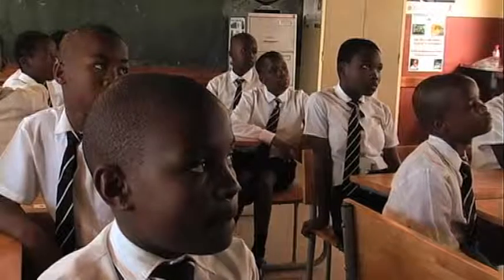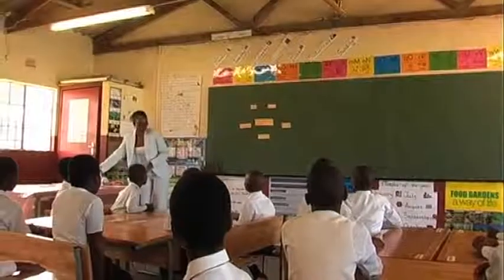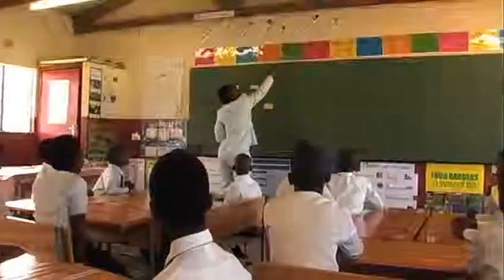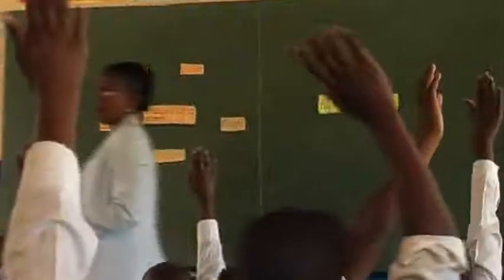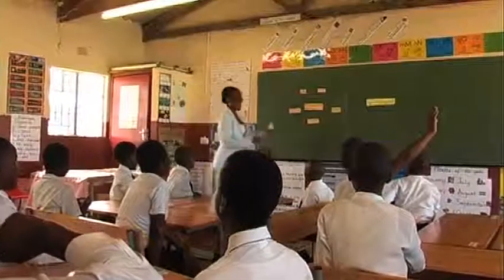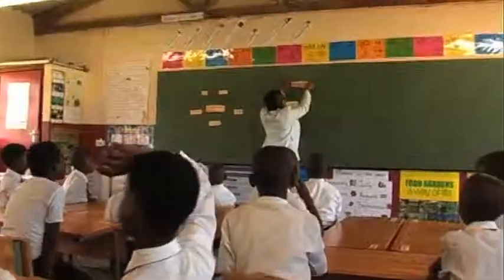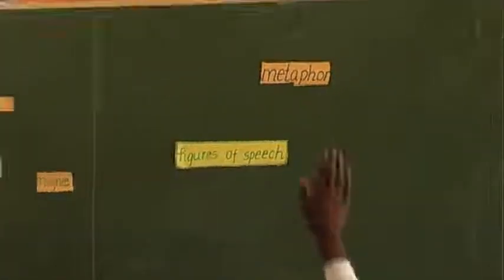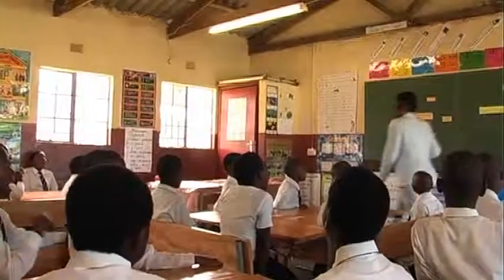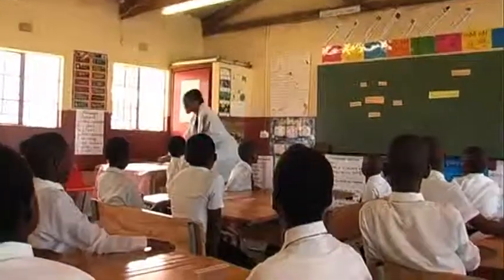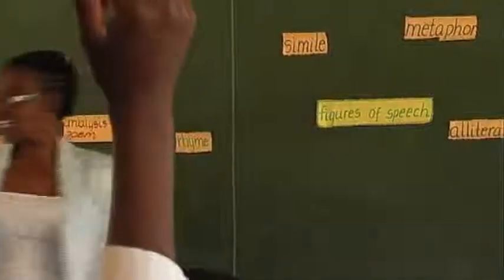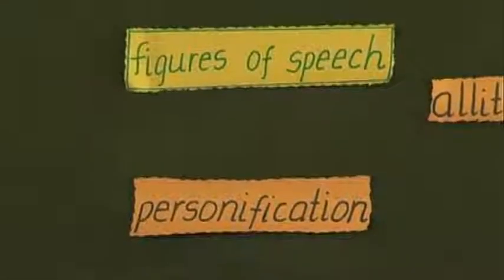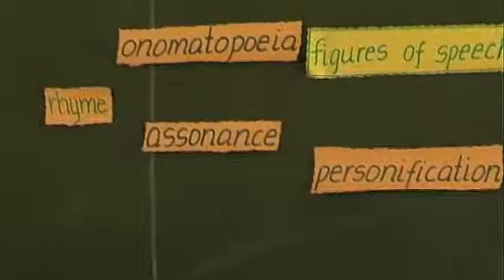We are now going to look at the figures of speech. Look at the what? Figures of speech. Any figure of speech that you can remember? Metaphor. There is a metaphor. What else? Alliteration. Class? Alliteration. Yes. Synonym. Personification. Yes. Assonance.